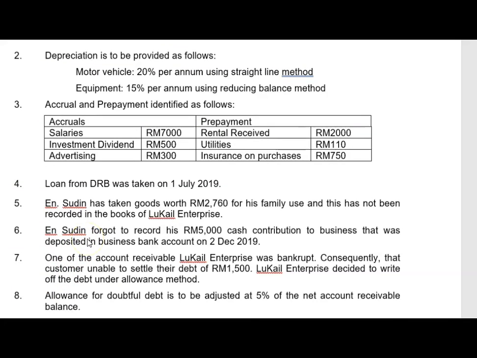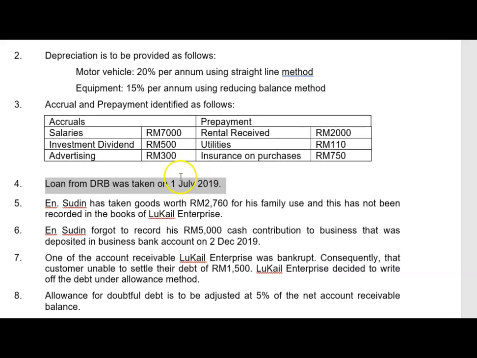Prepayment and expenses, prepayment or accruals, expenses and revenue can be in terms of sentences. For example, here, loan from DRB was taken on 1st July 2019. So this is in terms of sentences. Just now, it's on the table. You already know what is accruals, what is the prepayment. But here, when it says the loan is taken from 1st July 2019, and your accounting year end is 31st December 2019, so you actually have 6 months there. The loan has already been taken 6 months. So every loan must be paid with the interest on loan.